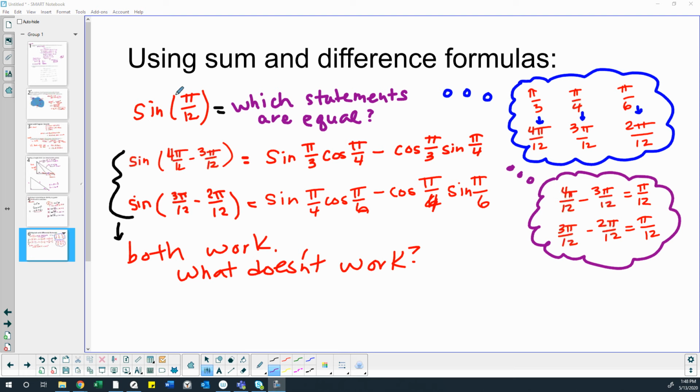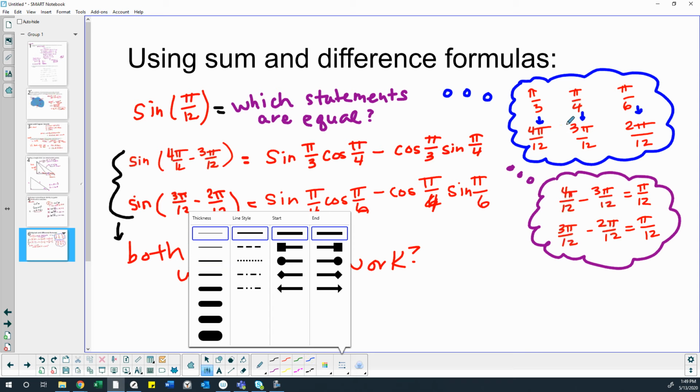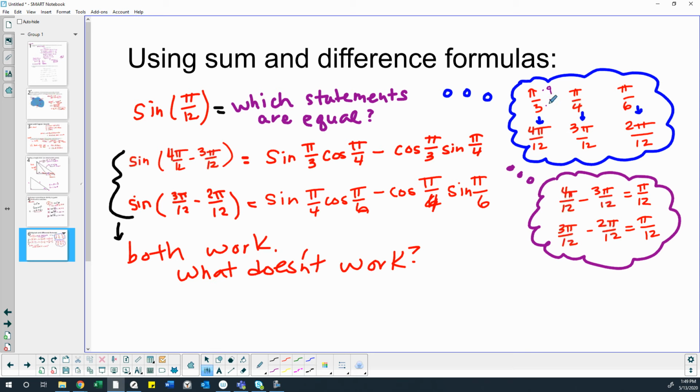So anyway, to get our pi over 12ths with a denominator of 12, I've taken our basic angles, pi thirds, pi fourths, pi sixths, and changed them to denominators of 12. So pi thirds is 4 pi over 12, pi fourths is 3 pi over 12, pi sixths is 2 pi over 12. All I've done is multiply by 4 over 4 to get that answer, or multiplied by 3 over 3 to get that answer, or multiplied by 2 over 2 to get that answer, right? So common denominators.